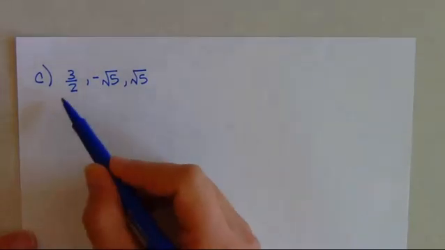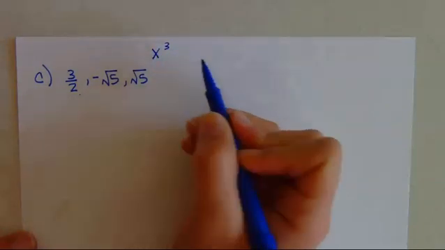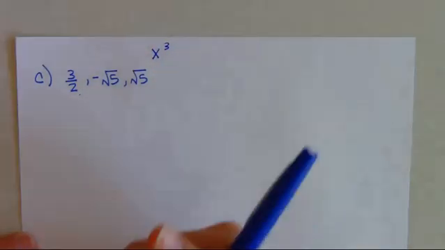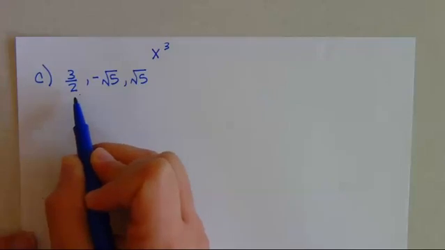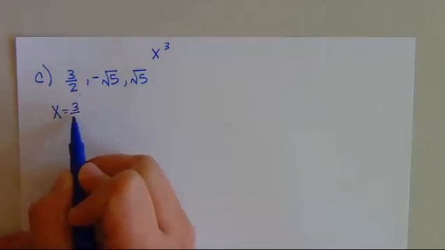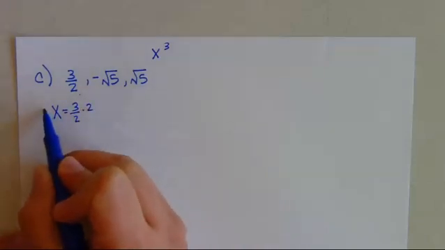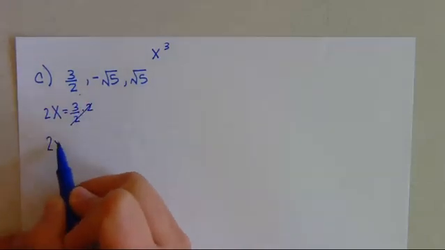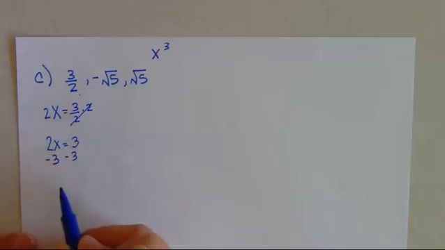So now I have 3 zeros, which means my final polynomial is going to be something x to the third. So now I've got to turn these into factors. If you're not comfortable with turning this 3/2 into a factor, what you can do is work backwards and say, okay, x equals 3/2. What we're trying to do is get it set equal to 0. So multiply by 2 on each side. So now we have 2x equals 3. Subtract 3 from each side. So that's turning into a 2x minus 3.